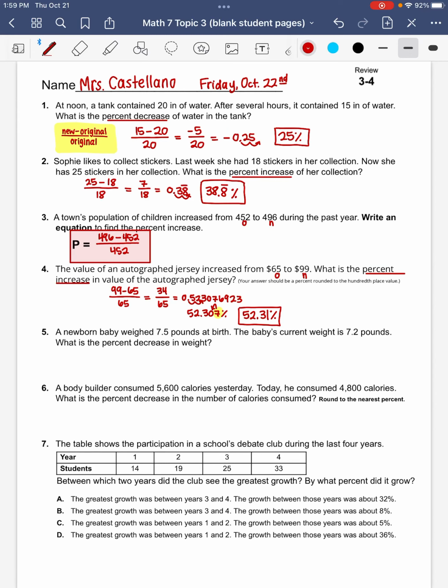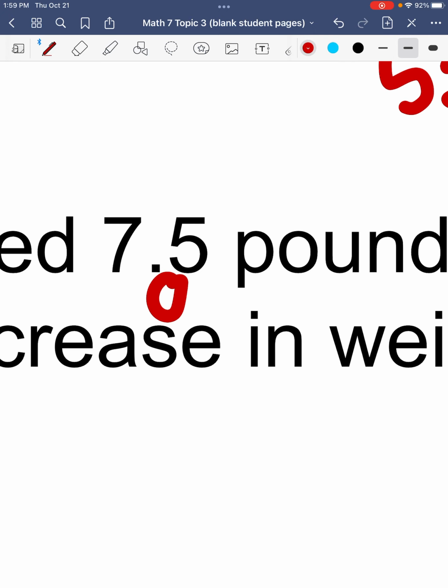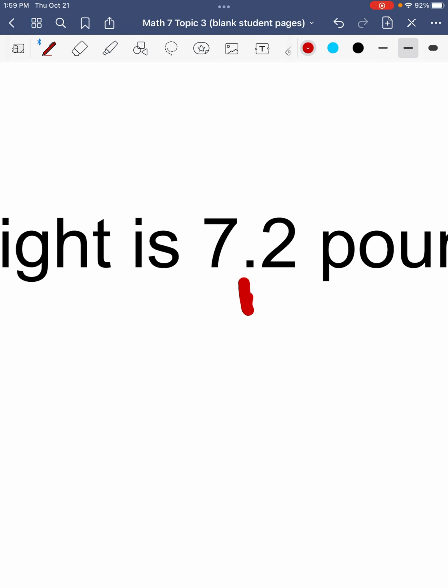Okay. Number 5. A newborn baby weighed 7.5 pounds at birth. The baby's current weight is 7.2 pounds. What is the percent decrease in weight? So I need to determine which value is my new value and which one's the original. Well, the baby weighed 7.5 pounds at birth, so that right there is my original. But now the baby is 7.2 pounds, so that right there is my new.